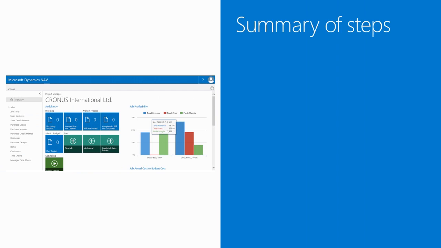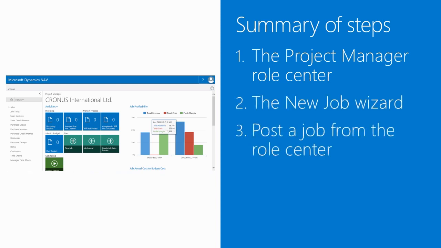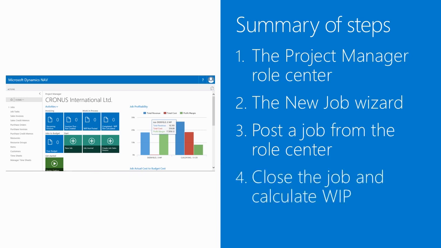To wrap up, let's summarize the steps covered in this video. First of all, we had a look at the new Project Manager Role Center. Then I created a new job using the new job wizard. I also posted a resource journal and a sales invoice by using the new queues in the Project Manager Role Center. And I have closed the job by setting the status to completed and by having the system calculate the work in progress.